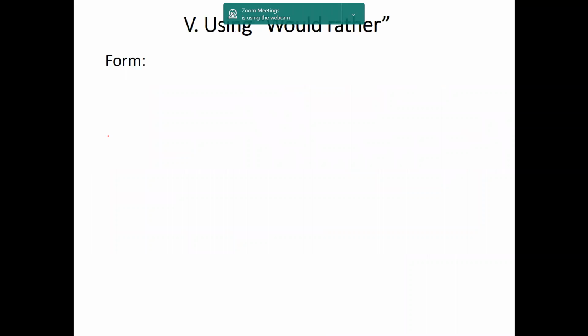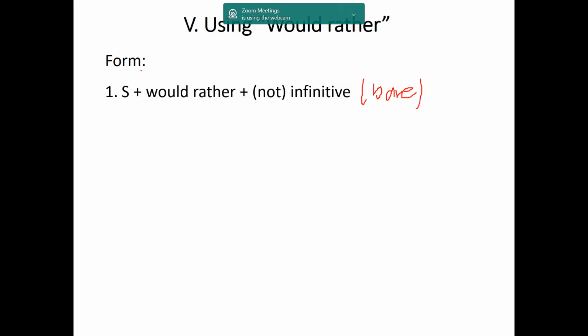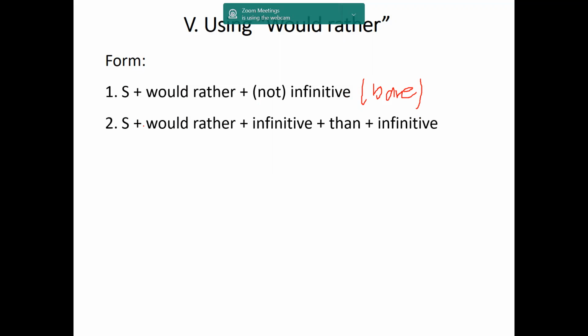So, talking about would rather. Here, form number one: subject plus would rather plus infinitive. Okay, the infinitive here we can call bare infinitive, right? So subject plus would rather plus bare infinitive, or if you want to make it negative, you just add the word not.